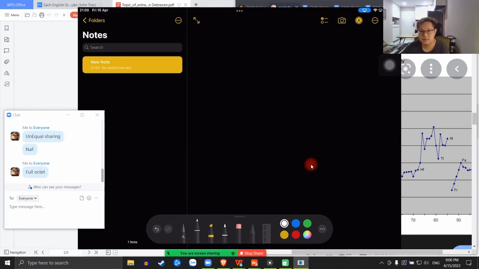Okay, so let's start from 7. So this is group 7. So basically it's very easy to accept one more electron into here, isn't it? Yeah. Very easy. So basically, they really want to achieve the full octet, so that's why group 7 is very high.